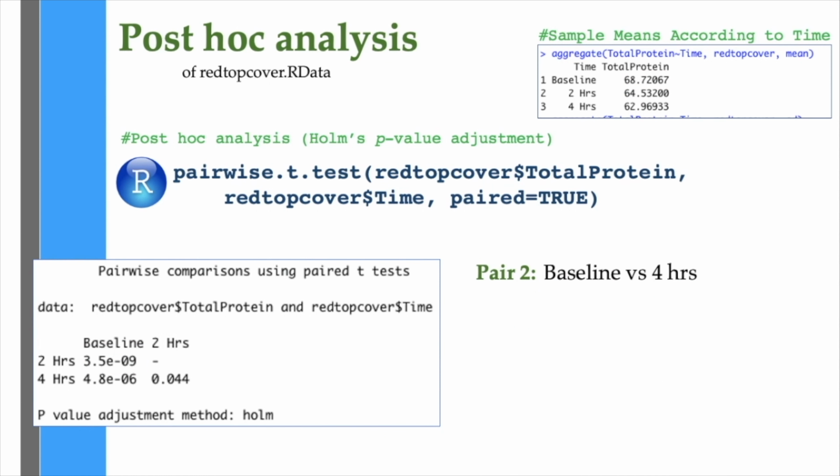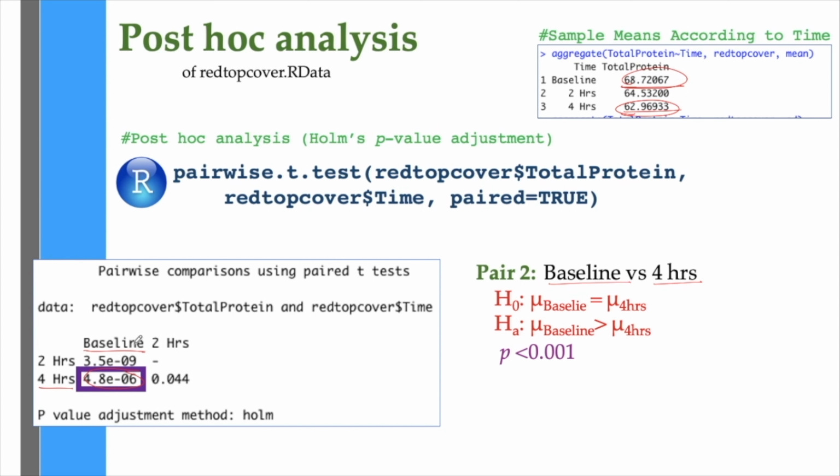Next, for pair number 2, let's have baseline versus 4 hours. So the null hypothesis, of course, is that their population means are equal, and the alternative hypothesis is that the baseline is greater than after 4 hours, since 68.7 is greater than 62.96. And baseline and 4 hours have a p-value again of less than 0.05. So we're going to reject the null hypothesis and conclude in favor of the alternative hypothesis. So baseline is greater than 4 hours.